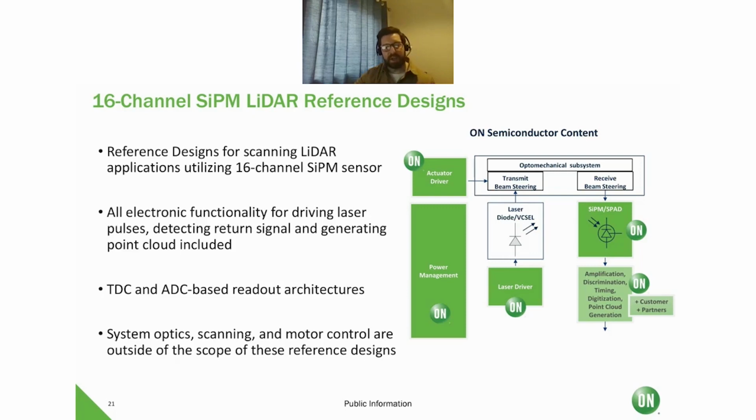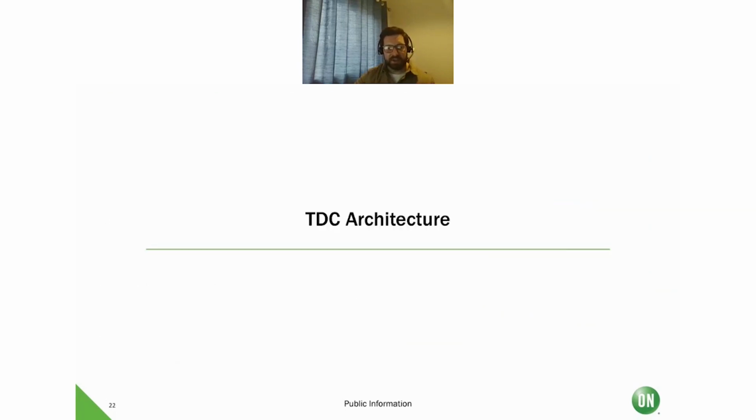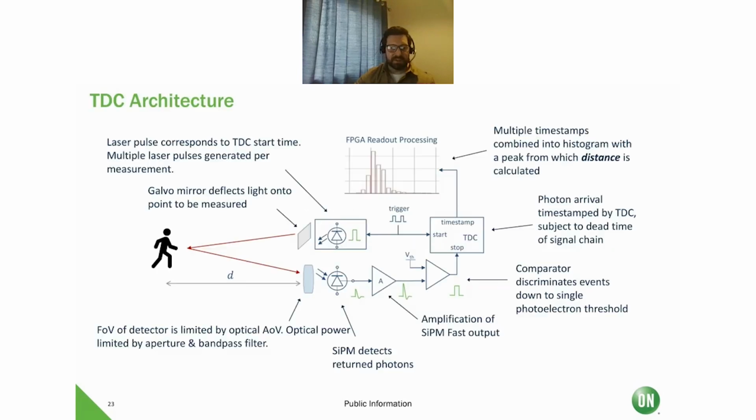So just focusing in on the TDC-based architecture. In this block diagram, we can see that the time to digital converter, or TDC, start signal is generated by the outgoing laser pulse. The laser pulse hits the target and gets reflected back to the SiPM sensor. This produces a signal which is amplified and then compared to a set voltage threshold. The output of the comparator provides the stop signal to the TDC.